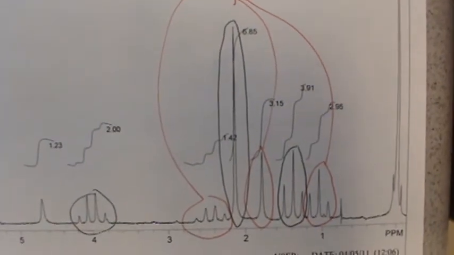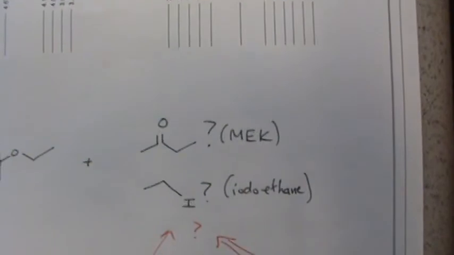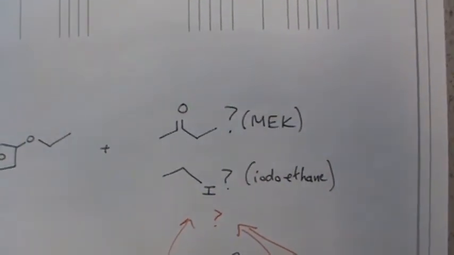But all I'm trying to show you is if you see an extra quartet or extra triplet, it could easily be one of those two candidates. Okay? So that handles the NMR and IRs.